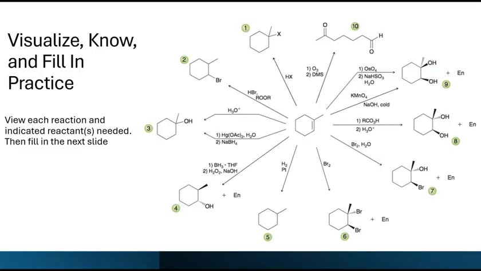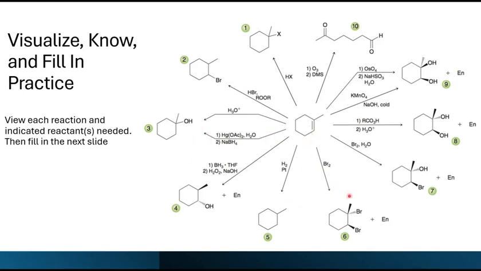Visualize, know, and fill in practice. The 10 reactions we just saw earlier are here, but now with examples. View each reaction and indicate the reactants needed. Then fill in the next slide. Note here we have reaction 1, an alkene forming an alkyl halide in the presence of HX. This one's the Markovnikov addition. In this case, this one's the anti-Markovnikov addition because we have ROOR. We have the addition of water in the presence of water and an acid catalyst, or oxymercuration-demercuration.